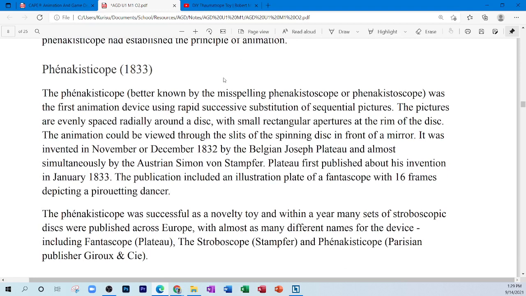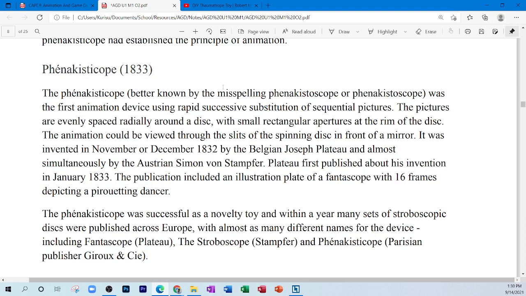Now the Stisco. You're reading. Wait. Oh, sorry. The Stisco, better known by the misspelling, was the first animation device using rapid successive substitution of sequential pictures.